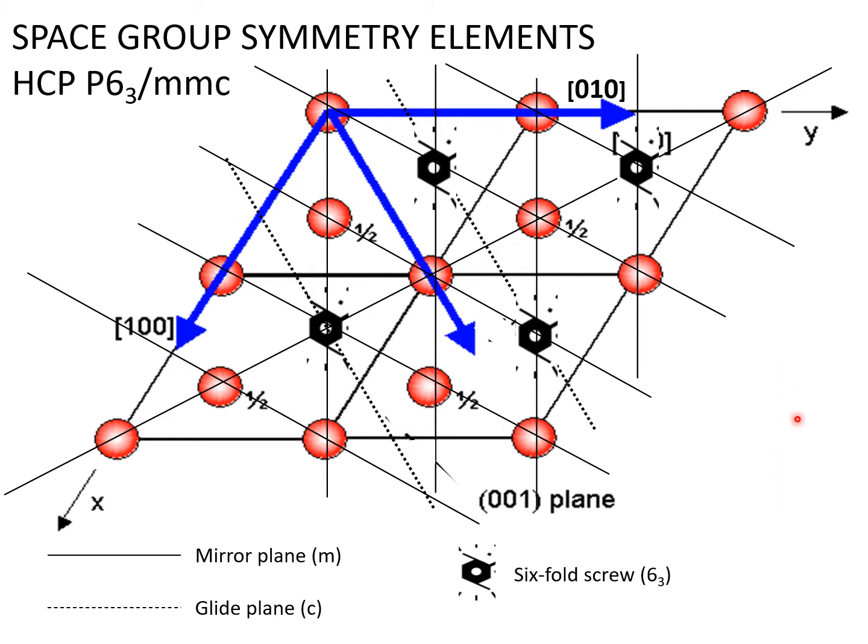Just noticing here whether we have... Well, that's one mirror plane there. I don't want to dwell on this. It's just so that you understand what this means. It's just simply a way of describing how the atoms are arranged in the hexagonal close-packed structure.